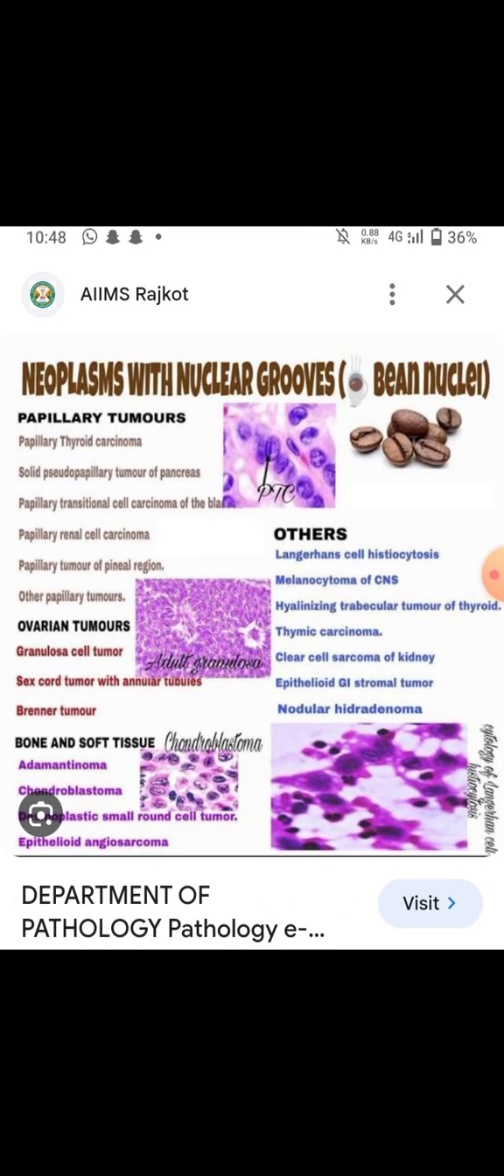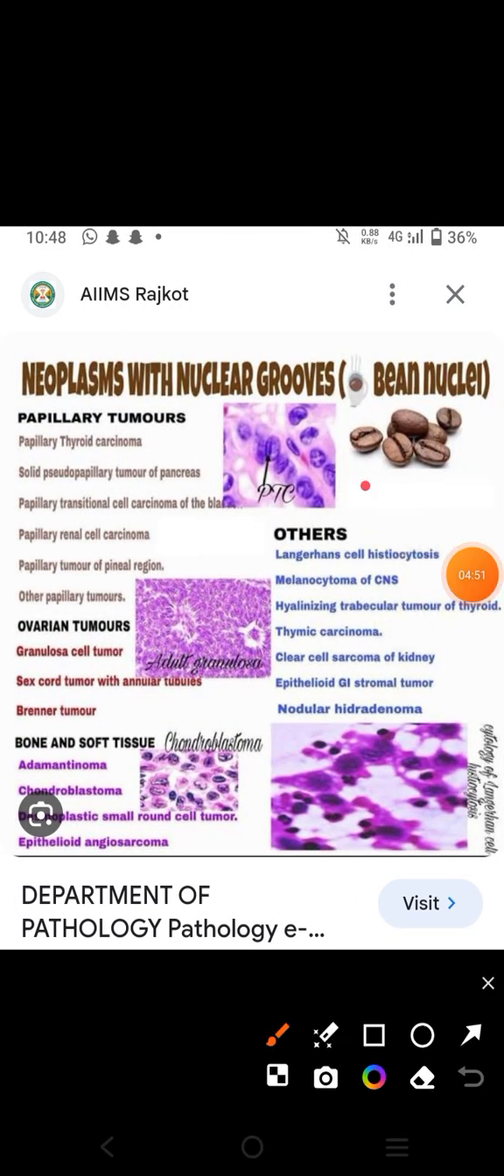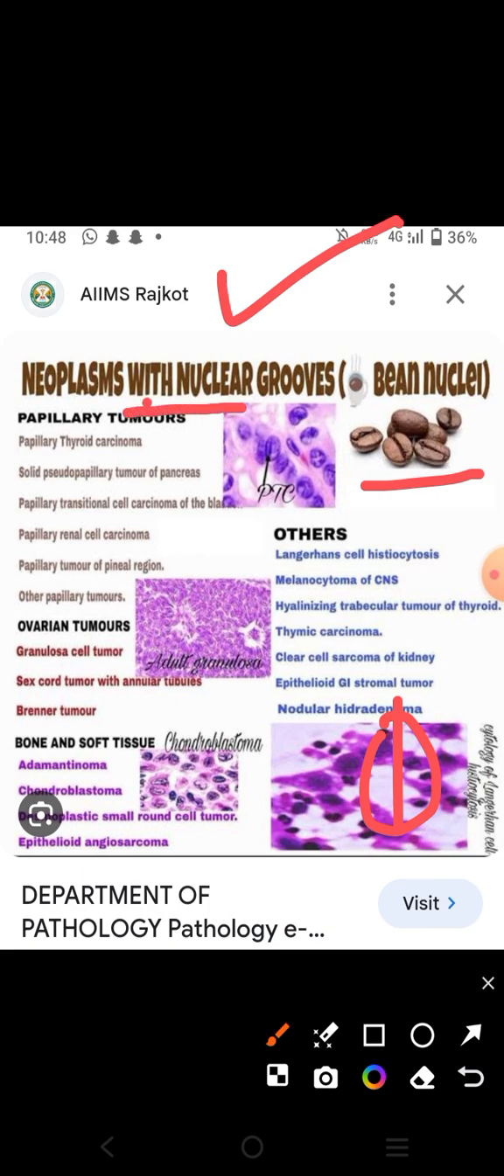Now you can see that here is a bean. I have told you about it before. You can also take a screenshot of this slide if you want to know the neoplasms with nuclear grooves: papillary tumors, ovarian tumors, bone and soft tissue tumors, and many others.